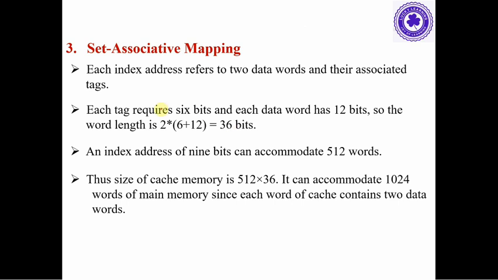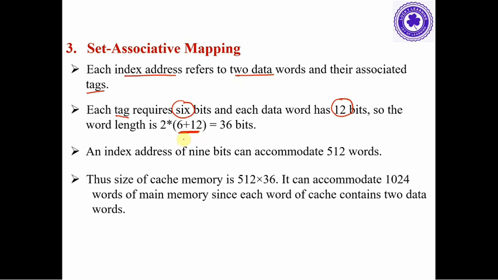Now look, each index address refers to two data words and their associated tags. Each tag requires how many bits? 6 bits, and the data uses 12 bits. It means one memory word will be stored as 6 plus 12, that is 18 bits.